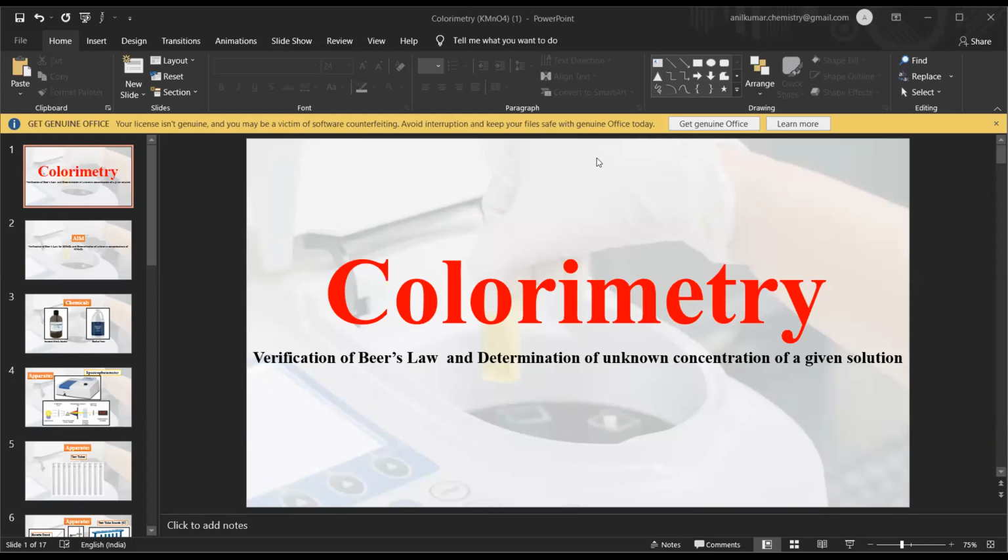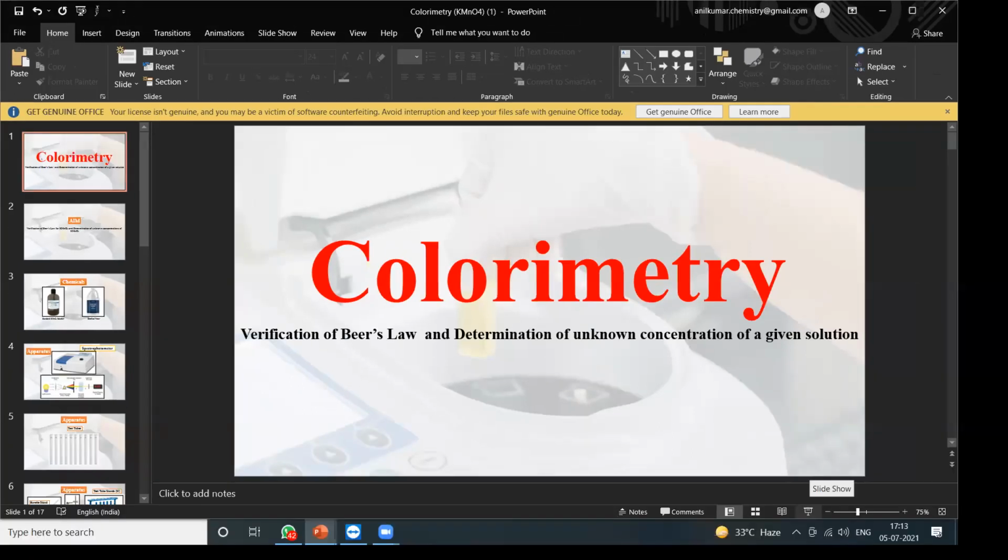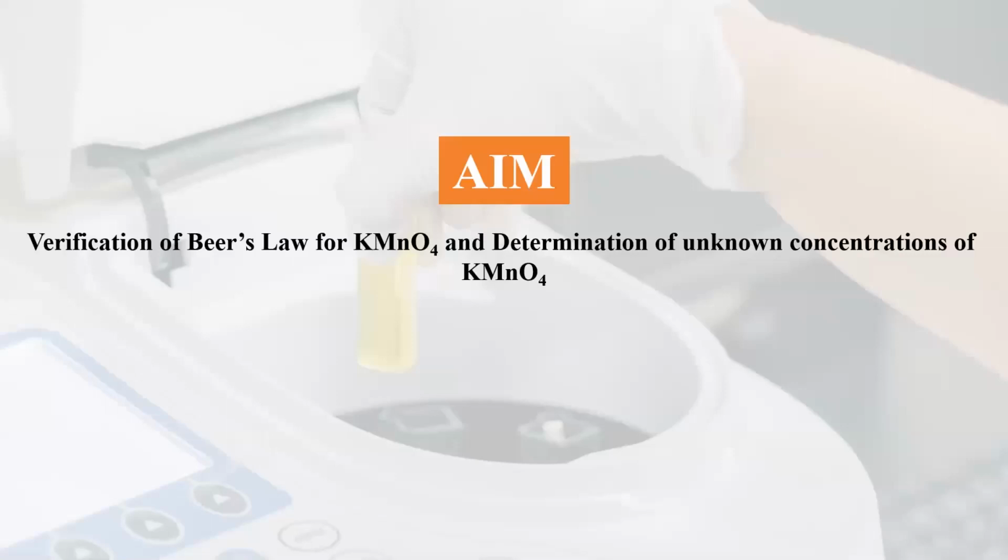So what is the aim of this experiment? The aim of the experiment is verification of Beer's law for KMnO4 and determination of the unknown concentration of a KMnO4 solution. We will give you an unknown concentration solution of KMnO4, and you have to calculate the concentration of that solution. That is the aim of the experiment.